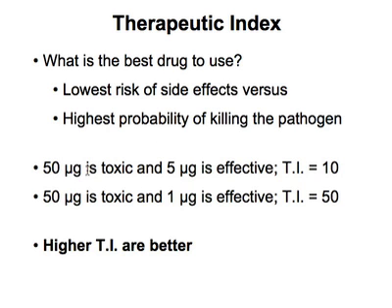So here we have 50 micrograms of the antibiotic is toxic to us, but 5 micrograms is effective. So this gives us a TI of 10. But if 50 micrograms is toxic and 1 microgram is effective, you have a TI of 50. And a TI of 50 is better, or a higher TI is better, because this means you have a larger window where the drug is effective but not toxic to our cells.